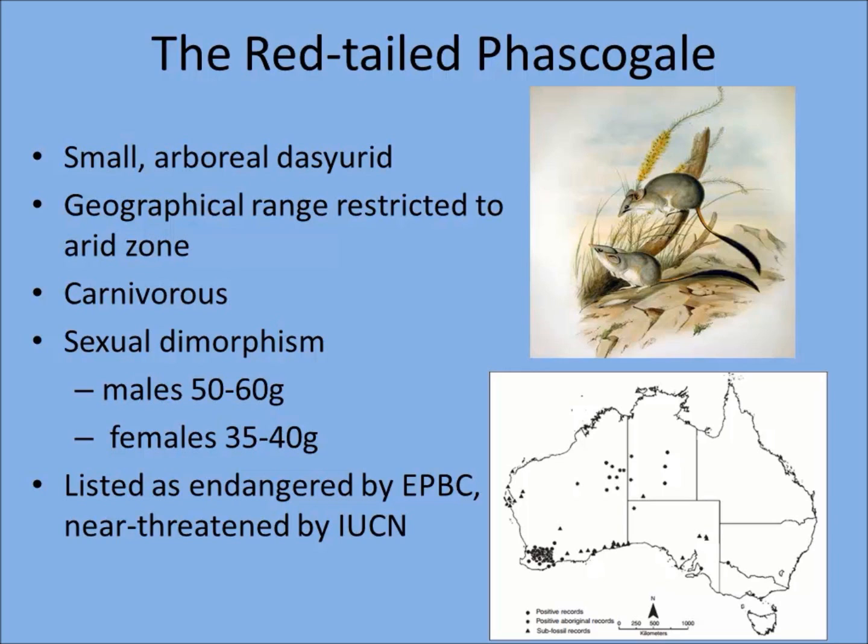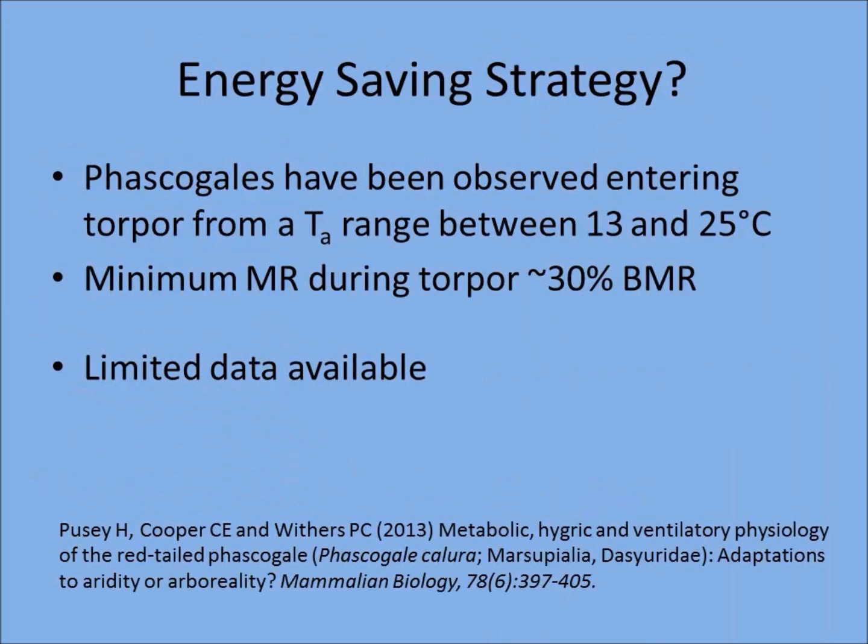Its conservation listing varies depending on who did the observation. The IUCN lists it as near threatened, whereas the EPBC lists it as an endangered species. Previous studies on the red-tailed Phascogale have observed the species entering torpor from an ambient temperature range around 13 to 25 degrees Celsius, with a minimum metabolic rate during torpor of around 30% of its basal metabolic rate.